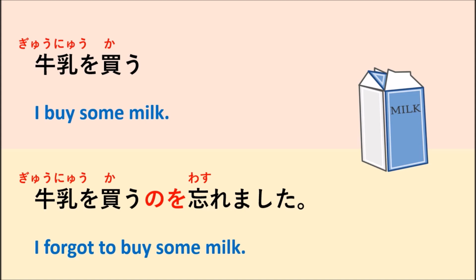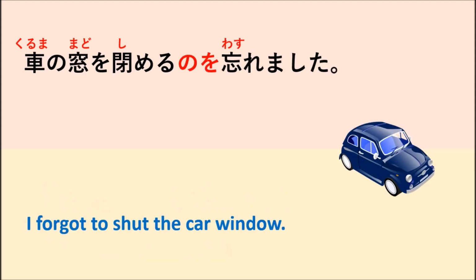And let's see another sentence together. Here we also have a sentence like this. 車の窓を閉めるのを忘れました. Which means I forgot to shut the car window.